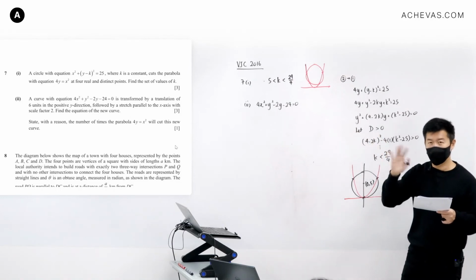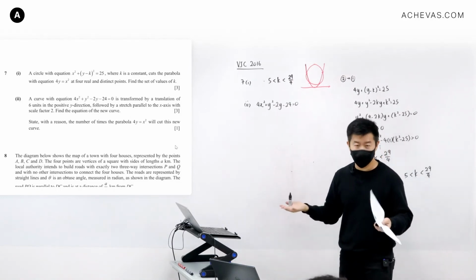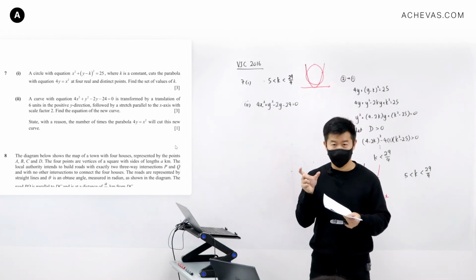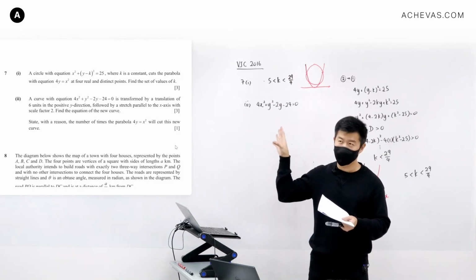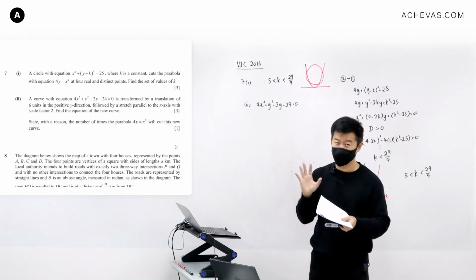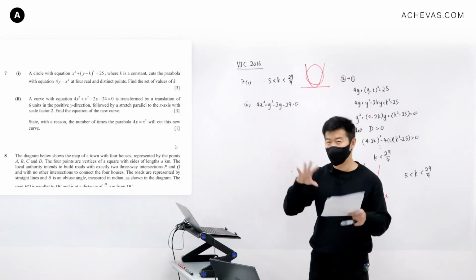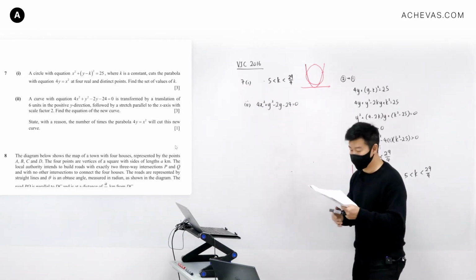But if there is some time today, if not, we can continue next week. We are going to look at a bit of transformation, and the transformation for Diamond High and VJC, they are also not very easy. So I'll rather spend some time looking at the transformation from that.